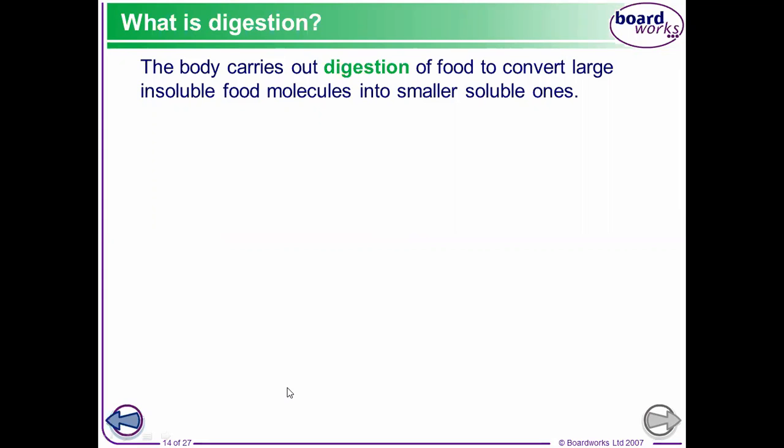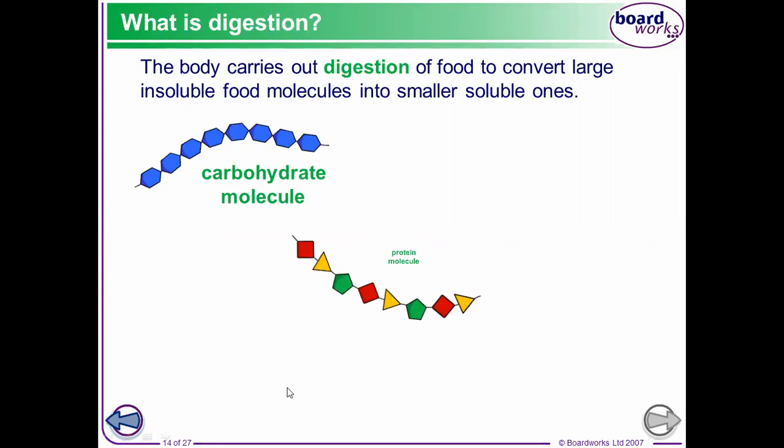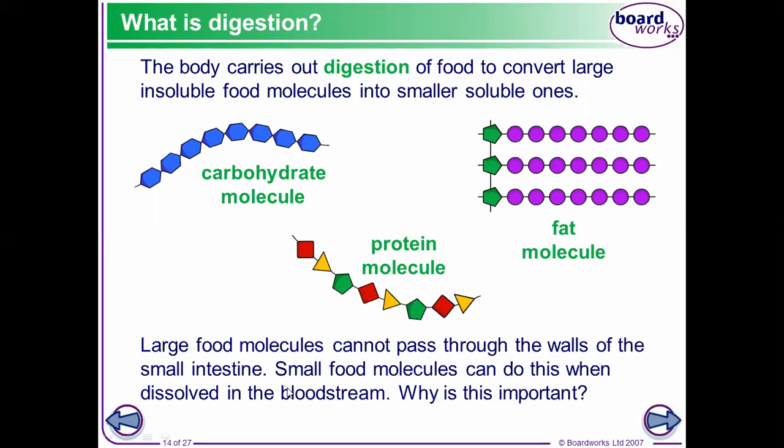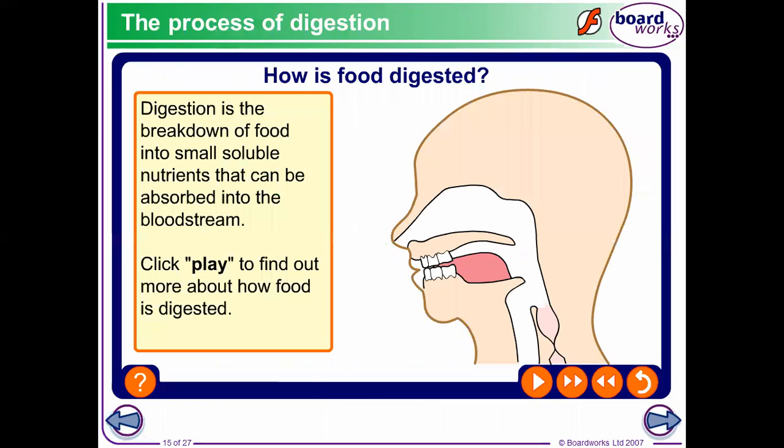Why? To be easily absorbed and reach the bloodstream, to take the benefits from this food. So we have the complex food: carbohydrates, protein, and fat molecules. Large food molecules cannot pass through the wall of the small intestine. Small food molecules can do this when they dissolve in the bloodstream. So do you understand why this is important? Digestion is the breakdown of food into small soluble nutrients that can be absorbed into the bloodstream.